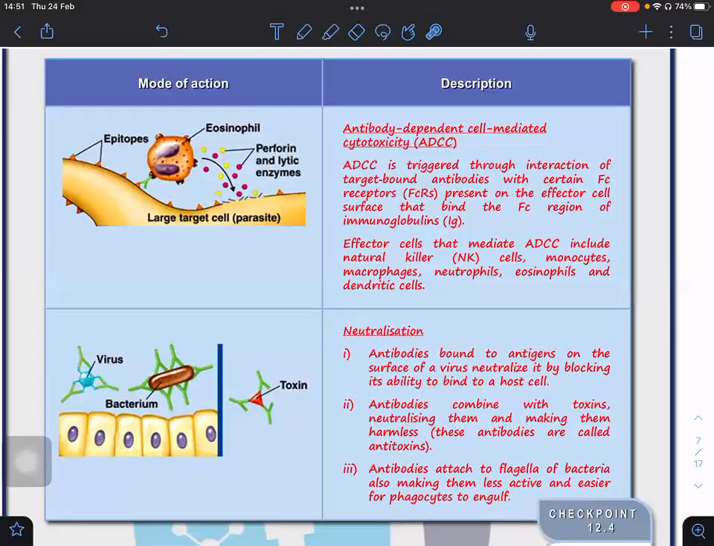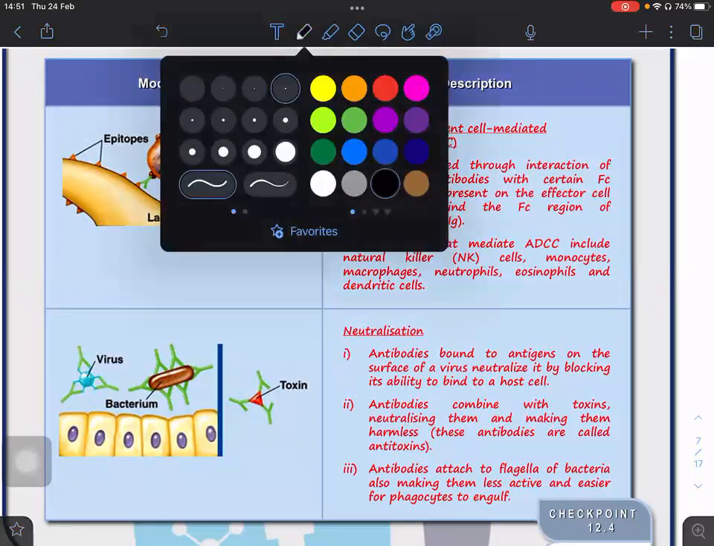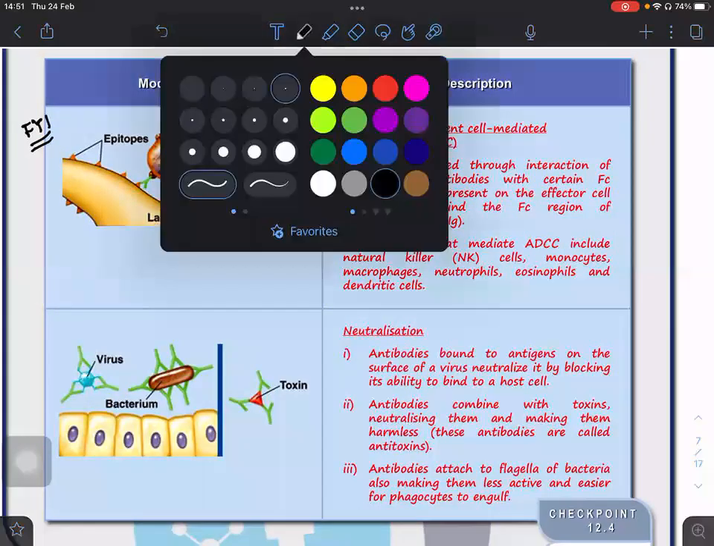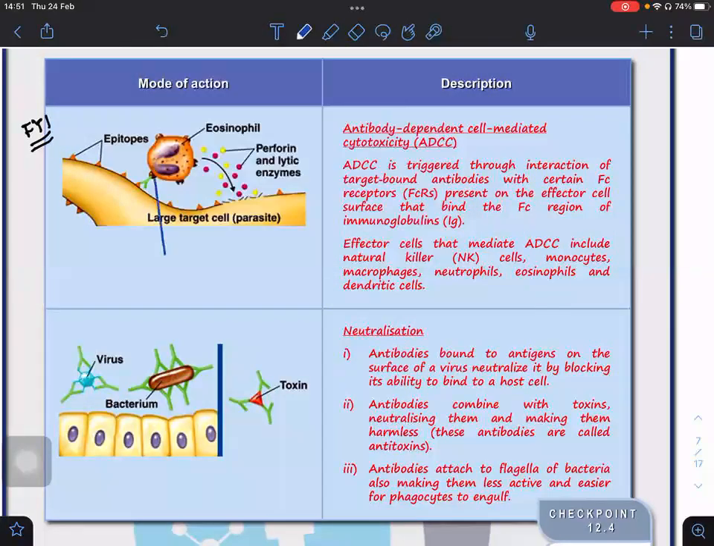The next one is a little bit complicated because it's called antibody-dependent cell-mediated cytotoxicity, or ADCC. This one you do not need to worry about because it is not in our syllabus, for information only. What actually happens here is similar, but it involves eosinophils. It may involve some natural killer cells, monocytes, macrophages. Again, they have a receptor known as the FC receptor. Still remember? So this FC receptor can recognize the FC regions of the antibody.